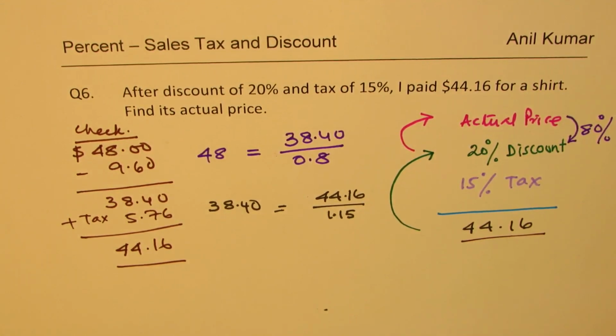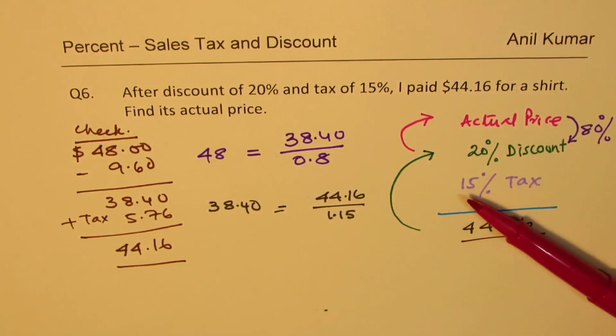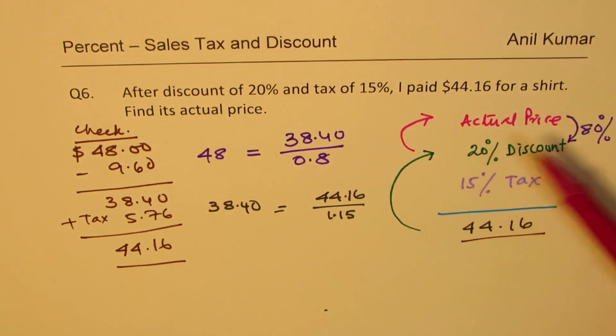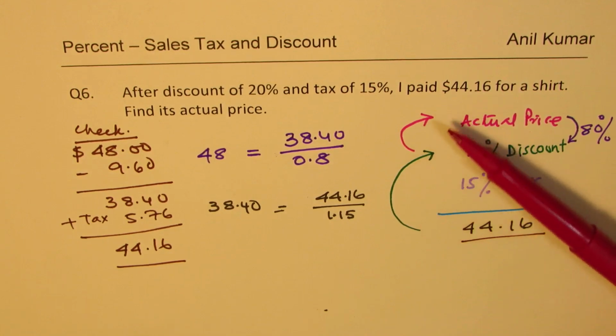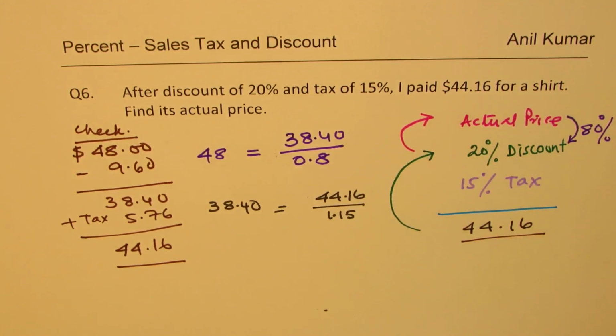So I hope by the end of this video, you have understood all the concepts, how we can quickly go from the actual price to a discounted price, then to a taxed price, and then also see it backwards. So this particular concept of 15% adding means 1.15, and 20% discount means paying only 80%, helps to go back and forth and find the right values. So that was the key in this particular video. I hope you understood the concept.